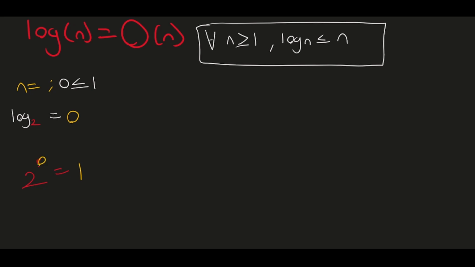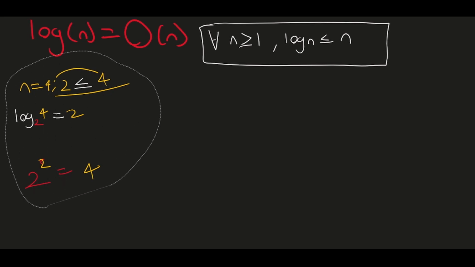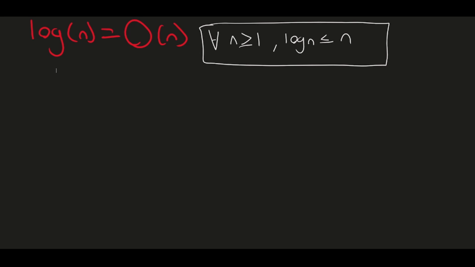Now let's choose another nice number. Let's choose 4. Now, 2 to the what gives us 4? 2. 2 is less than or equal to 4. So this holds. This is basically the assumption that we're going to be using.